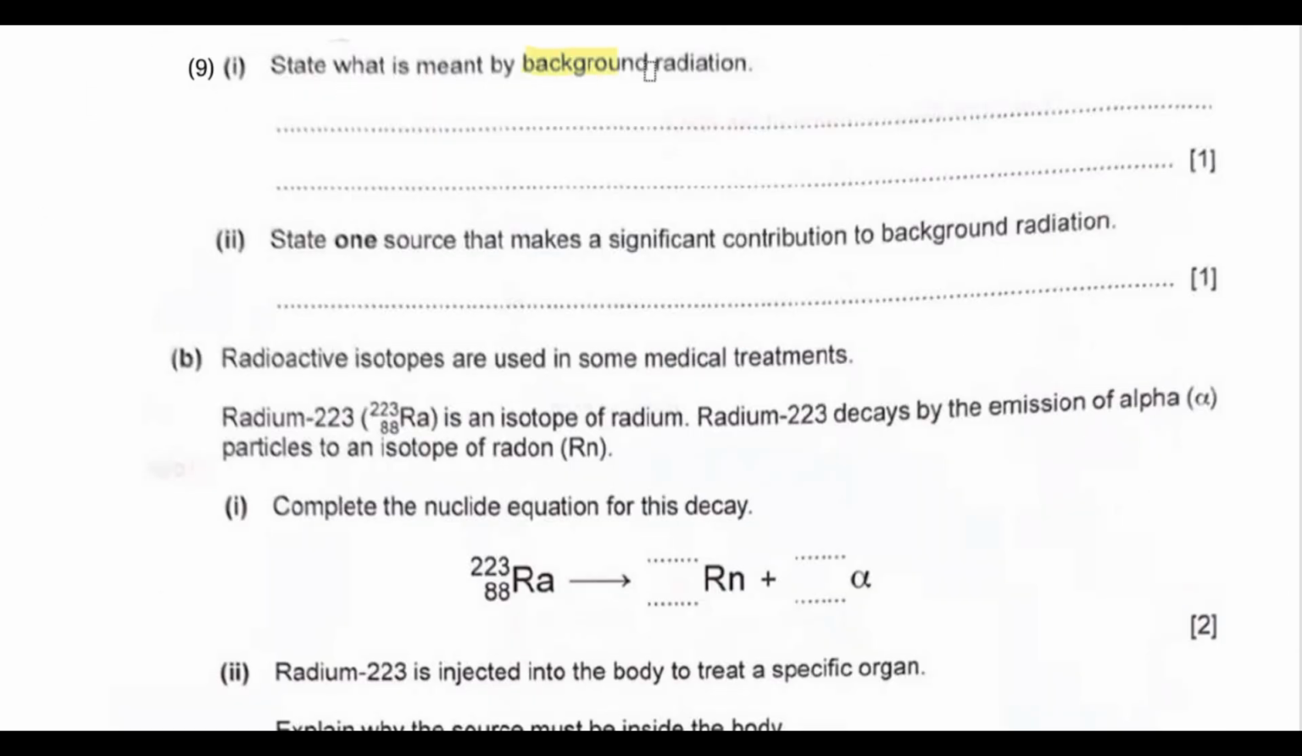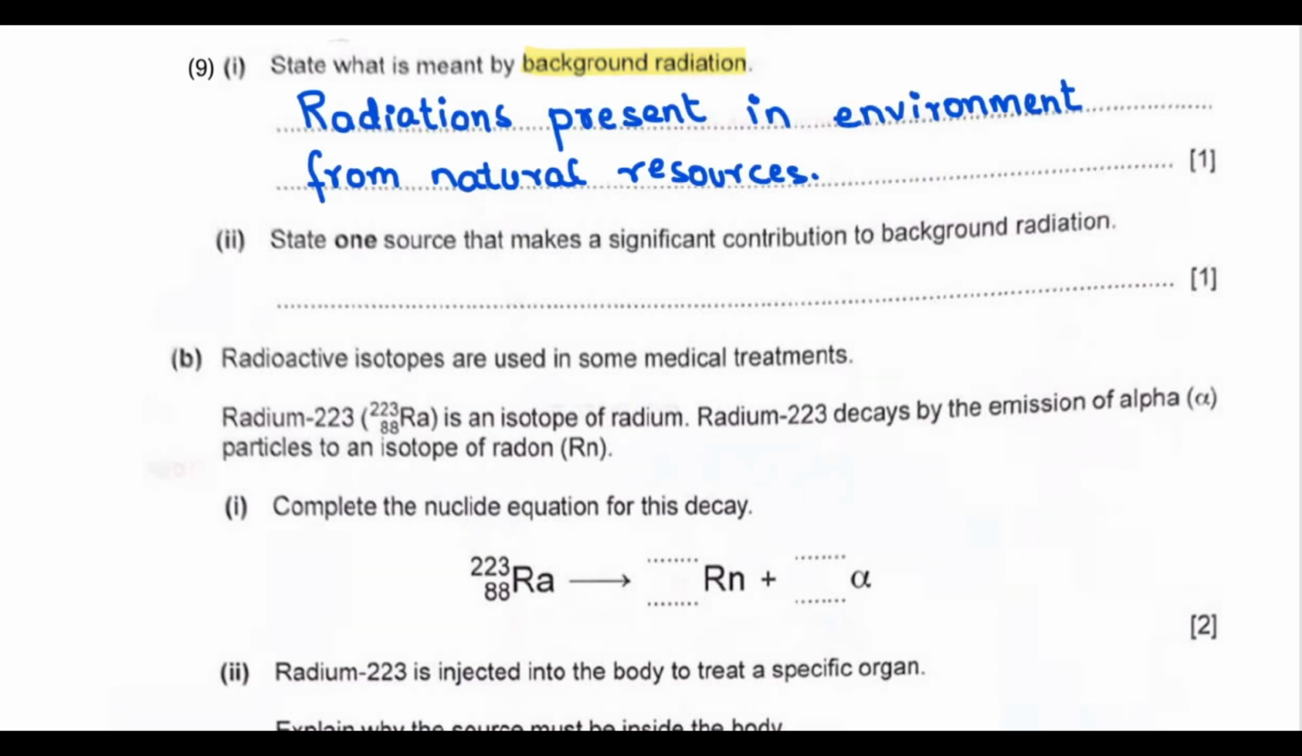Question number 9 says, state what is meant by background radiation. Background radiations are the radiations that are present in the environment and they come from natural sources. Second part says, state one source that makes a significant contribution to background radiation. So background radiation can come from rocks, radon gas, cosmic radiations, and many other sources present in the environment.